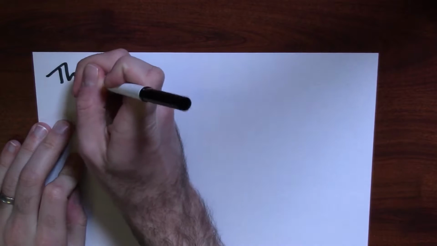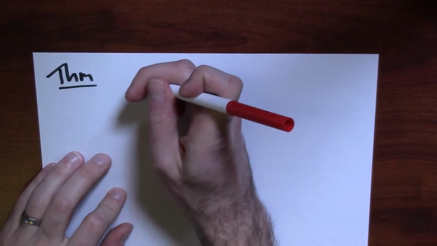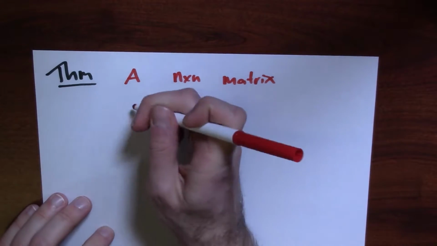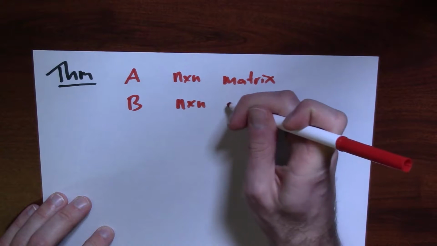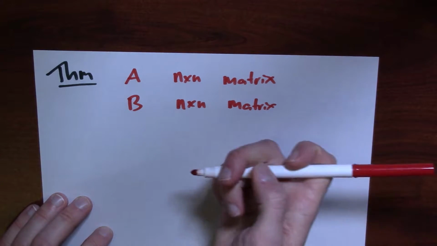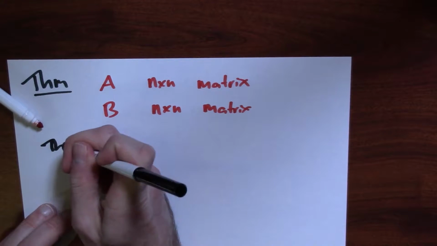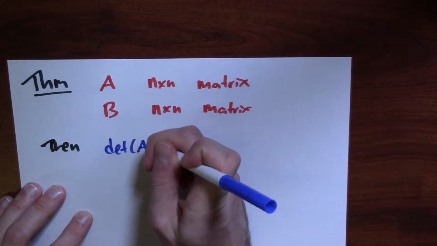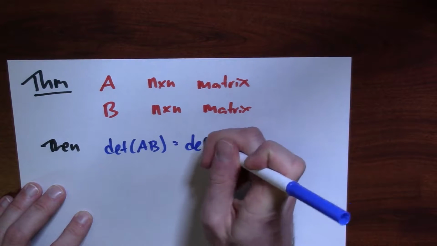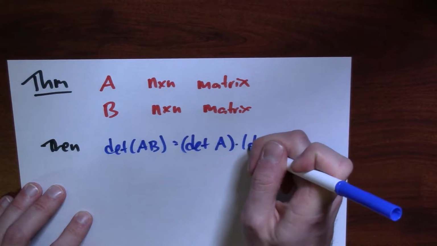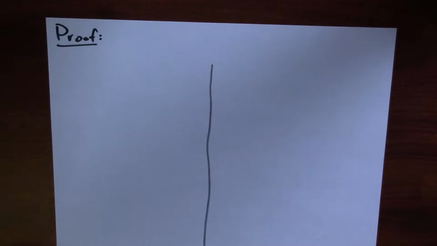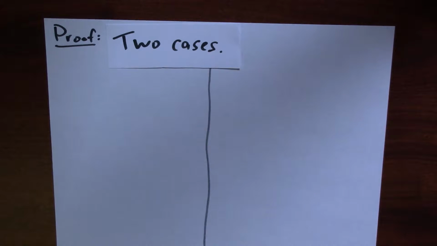So here's the theorem. Suppose I've got a matrix A, which will be an n by n matrix, and a matrix B, which is also an n by n matrix. Then the conclusion is that the determinant of AB is equal to the determinant of A times the determinant of B. This is a theorem that we want to prove. There's a few different ways to prove this fact. Here's one proof. We're going to split into two different cases.